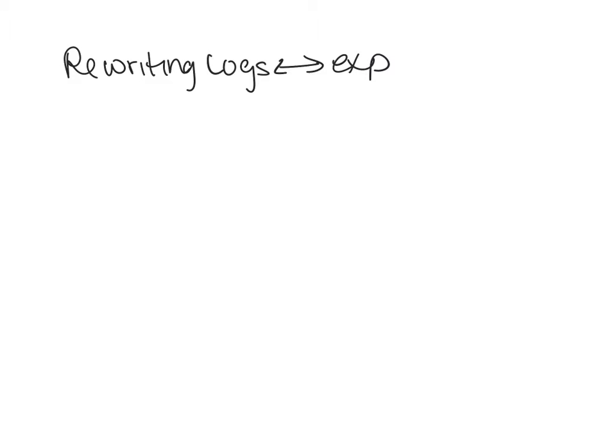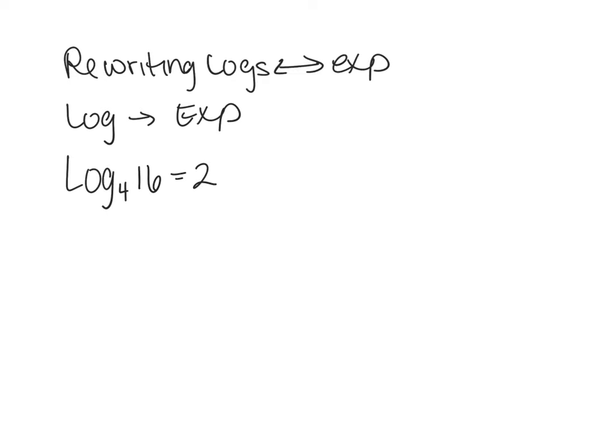Now the other thing we're going to talk about is rewriting logs to exponents and back. So if I want to go from a log to an exponential function, log base 4 of 16 equals 2. So again, we'll start with one that makes sense. Okay, in the end, if you get something that doesn't make sense, then you have to reevaluate that. So this is saying that 4 squared equals 16.